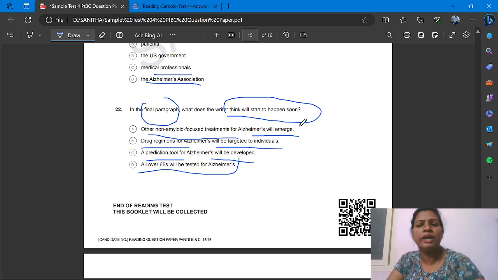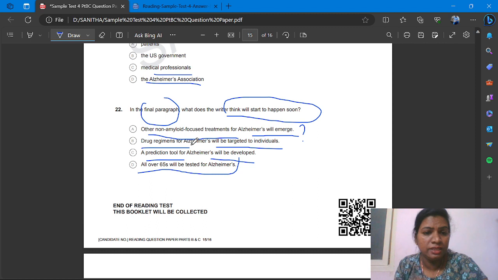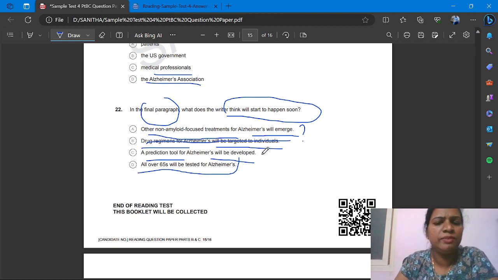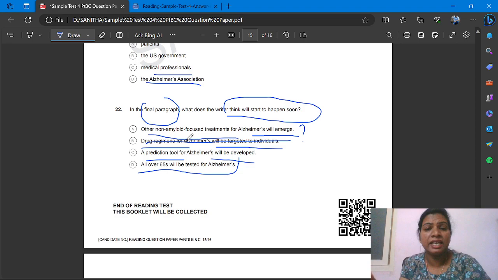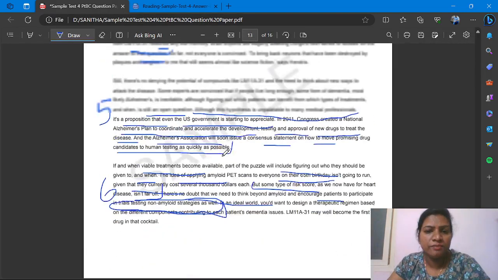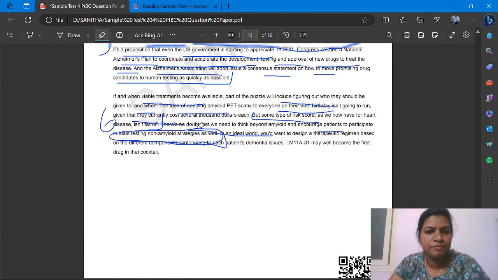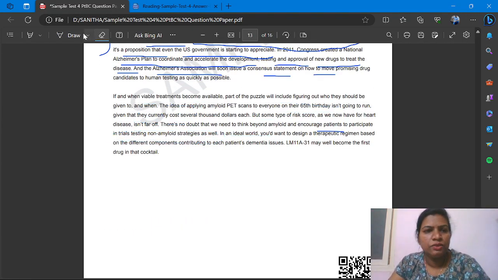If you have doubt, you can make a query here. Drug regimen for Alzheimer's will be targeted; drug treatment for Alzheimer's will be targeted. No, it is not certain where. A prediction tool for Alzheimer's will be developed. It is in the starting, it is in the future. Somewhere here we read this, you can read once more.